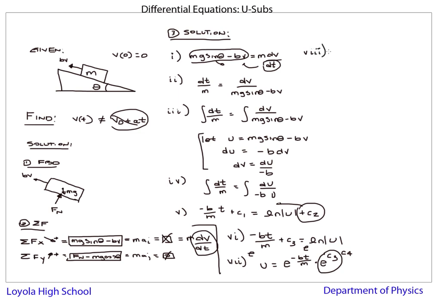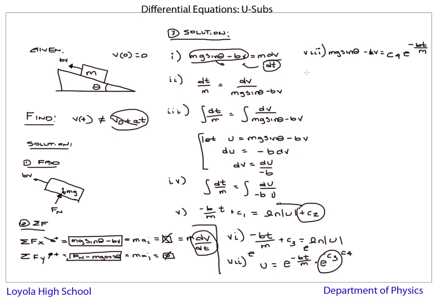So the u is mg sine theta minus BV equals C4 e to the minus B over T times T over M. I'm going to put that C4 right here. And I'm going to solve for V. So I'm going to do a little algebra here and solve for V.